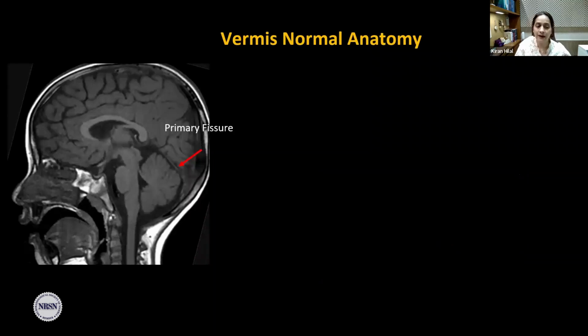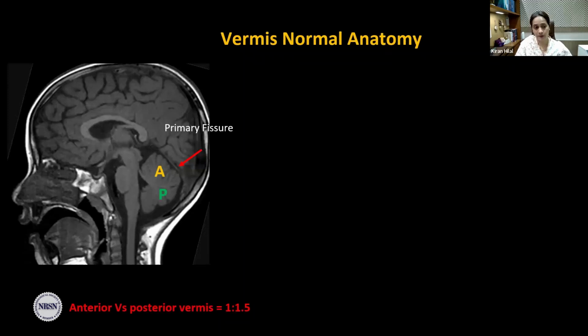So vermis is divided by a major fissure, which is known as the primary fissure. So this is the primary fissure. I hope you all can see. What the primary fissure does is divide the cerebellum into the anterior, or we also call it the superior vermis, which is one third or the smaller portion, and the lower part, which is the posterior vermis or the lower vermis or inferior vermis.